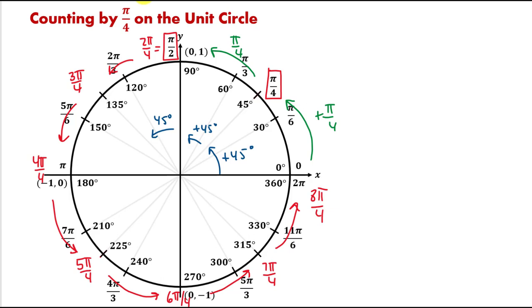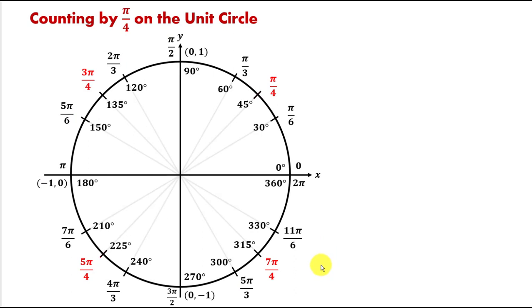Now 3 pi over 4, that cannot be simplified, I'll box that. Of course 4 pi over 4 is the same as pi, we already knew that it's here, but just a good way to double check our counting. 5 pi over 4, it's the simplest form. 6 pi over 4, it's same as 3 pi over 2, we already had that value labeled. And then 7 pi over 4 here, and 8 pi over 4 is same as 2 pi.